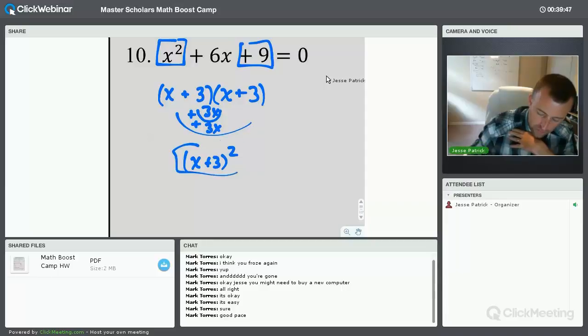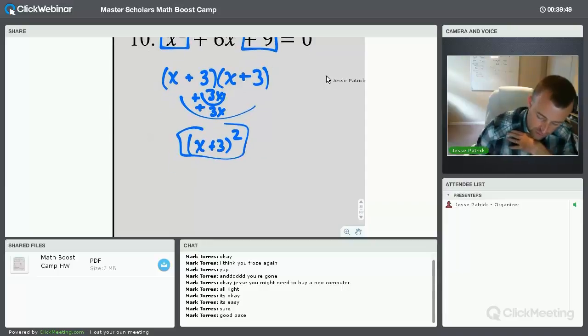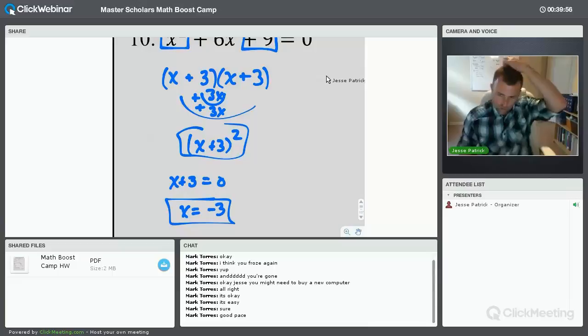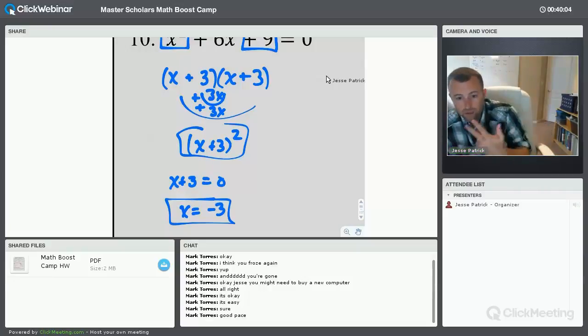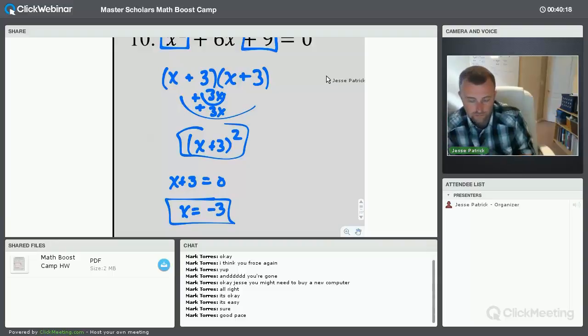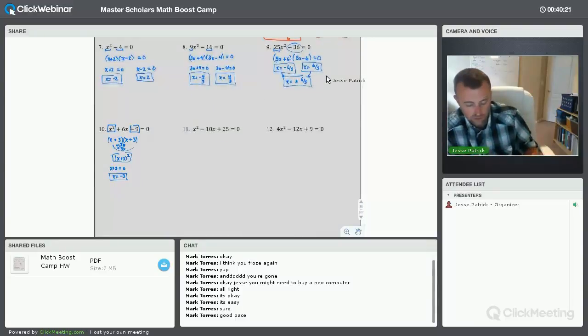Okay, that's the factored form. But for the answer, you set each factor equal to 0, and you're going to get x equals -3. Now again, remember I said every quadratic has 2 solutions. This does have 2 solutions. It's x plus 3 and x plus 3. It just happens to be repeating. They call that in algebra a multiplicity of 2. You don't need to know that for the SAT, which is why I'm not writing it here. But that's what it is. Okay, there's technically 2 answers. They just happen to be the same answer. So that's number 10, just a perfect square.